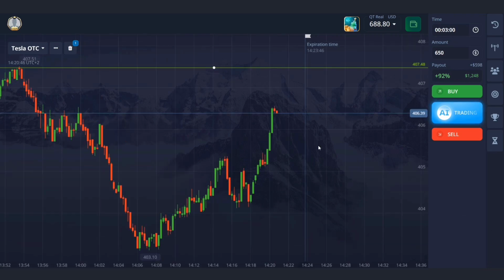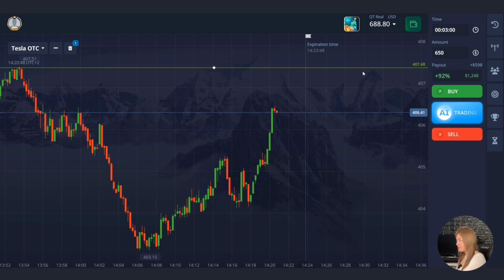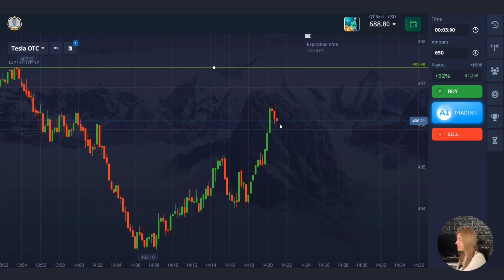Let's continue. So we have a resistance level up here. At the same time, we also see that there is an uptrend at the moment. The price is moving up quite confidently and is approaching our level. At the same time, there is still quite a lot of space before the resistance level. I suggest opening a deal here also with a 3-minute margin to buy on an uptrend.